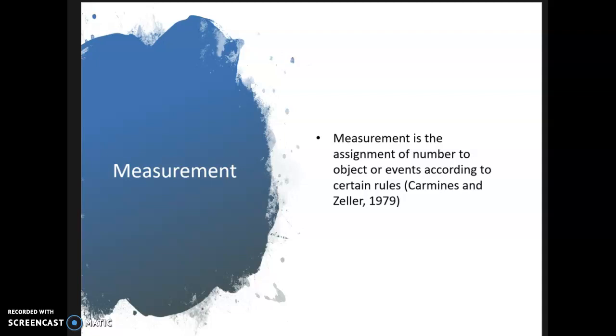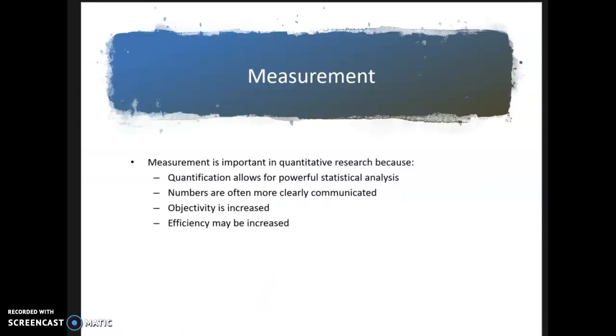Overall, measurement is the assignment of a number to an object or events according to certain rules. When we're looking at measurement itself, we're looking at that quantifiable component that allows us to really dive into analyzing things using statistics. Numbers are usually more defined and clearer to communicate, so that's a common use of measurement, and it relates to objectivity and efficiency.